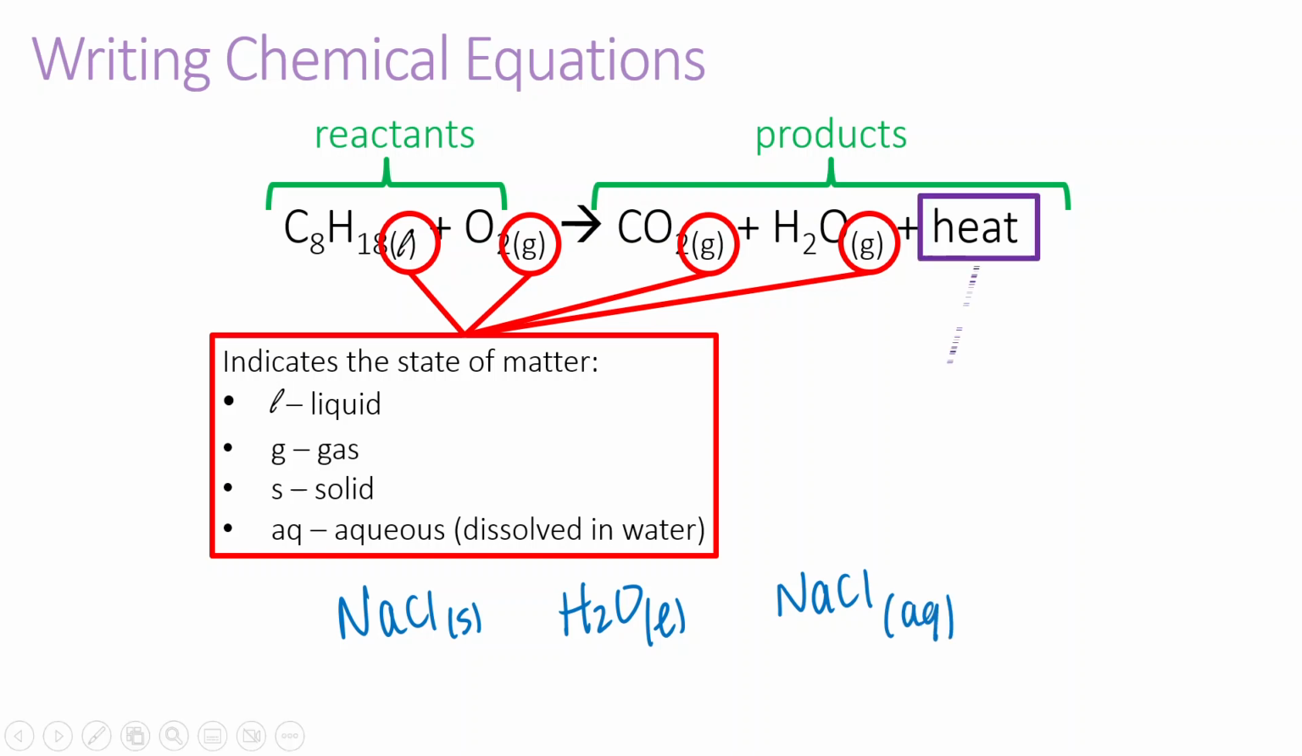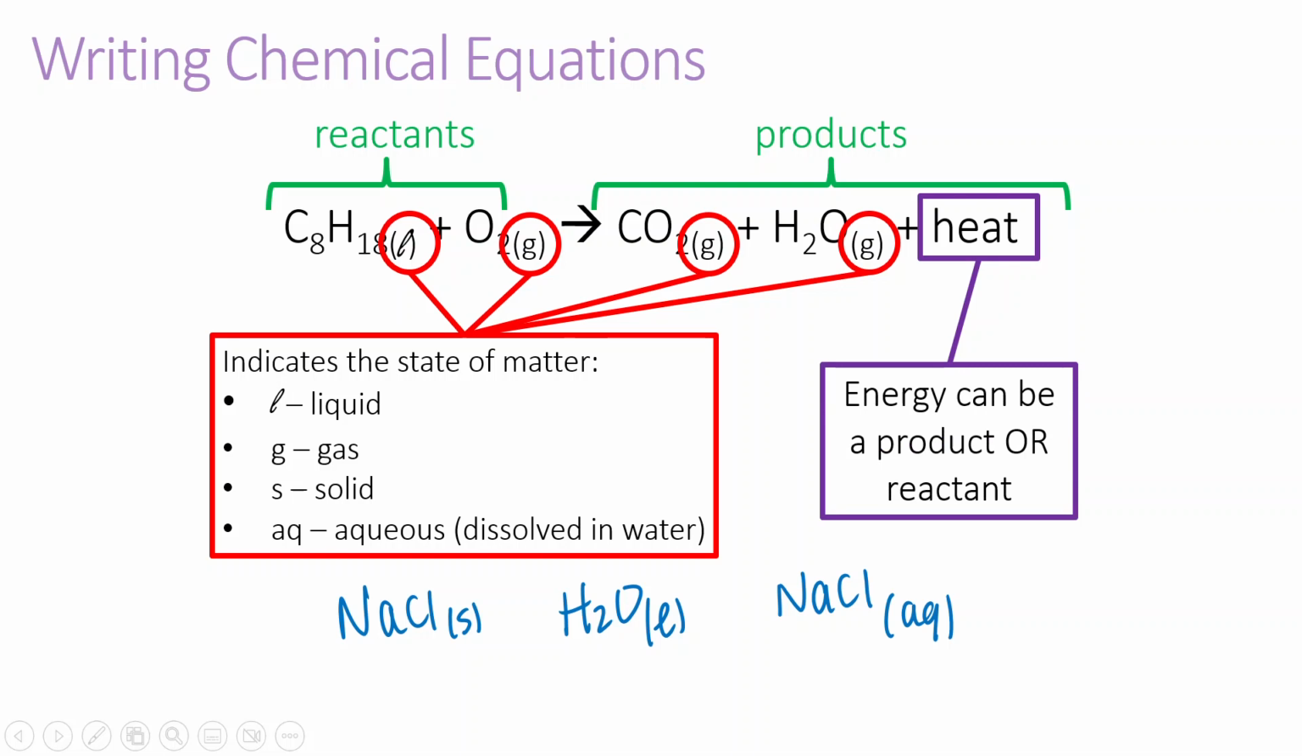Another important thing to note is that energy can be a reactant or a product, and energy comes in lots of different forms. In this case, we're looking at energy as heat. But the combustion of octane would also produce light as well. So these are just different forms of energy. And they can be either a reactant or a product. So the reaction might absorb energy to occur or release energy as it occurs.